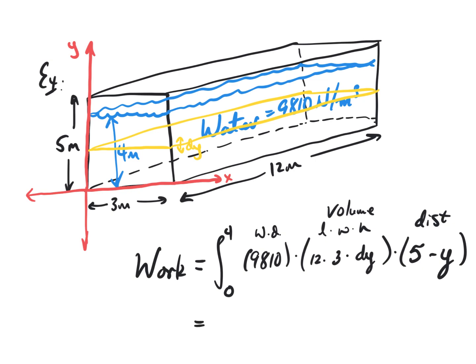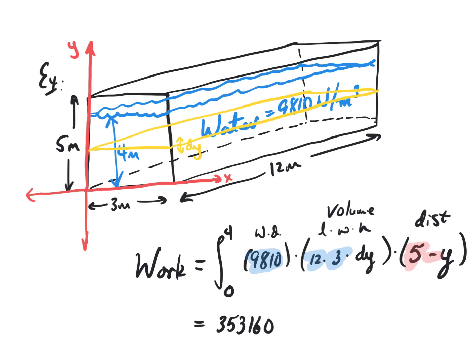I'll finish off the rest of it, though, just so you guys can get a numerical answer. When I take out the constants and multiply them together, the 9,810 is a constant, the 12 is a constant, and the 3 is a constant. Notice all the multiplication signs. So we can factor all 3 of those numbers out and multiply them together. We cannot factor out the 5 because of the subtraction.